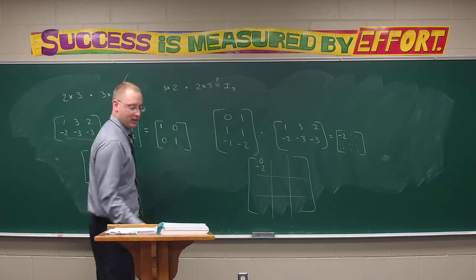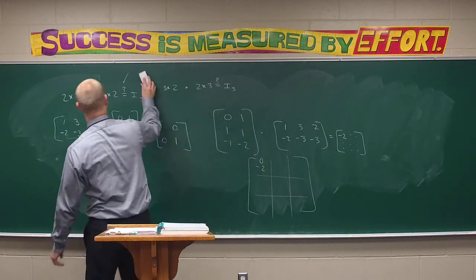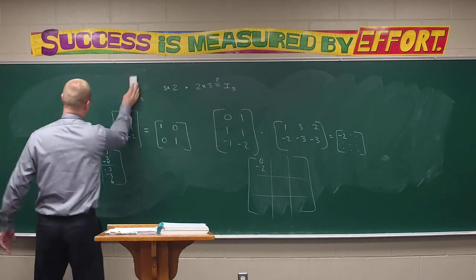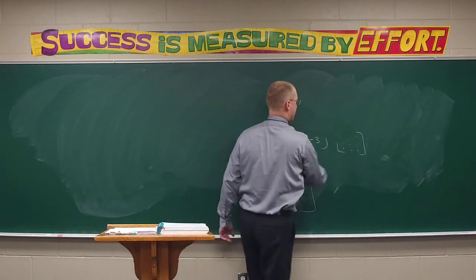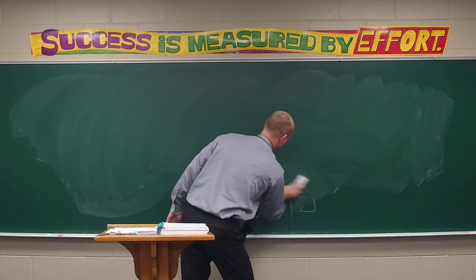All right, go up to number 34. Number 34. These look nice and easy, right? They're little bitty, 2 by 2. And since they're both 2 by 2, no matter which way you multiply, we're shooting for what kind of matrix, class? The I2.